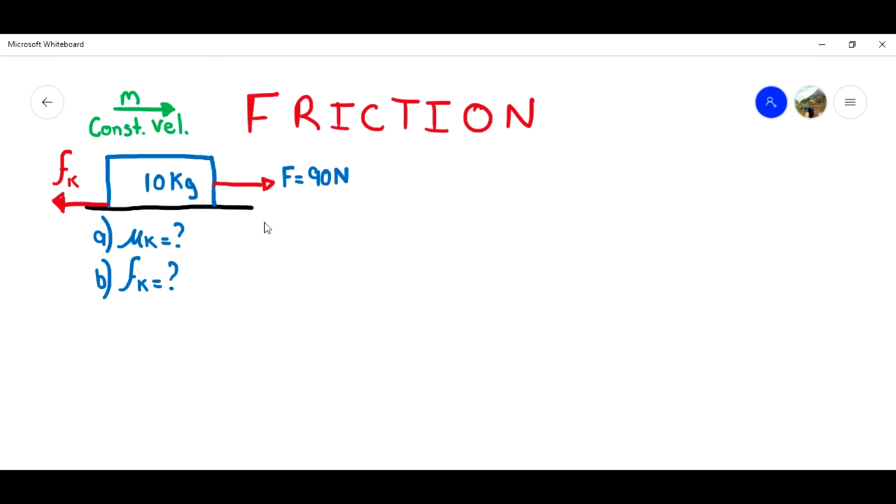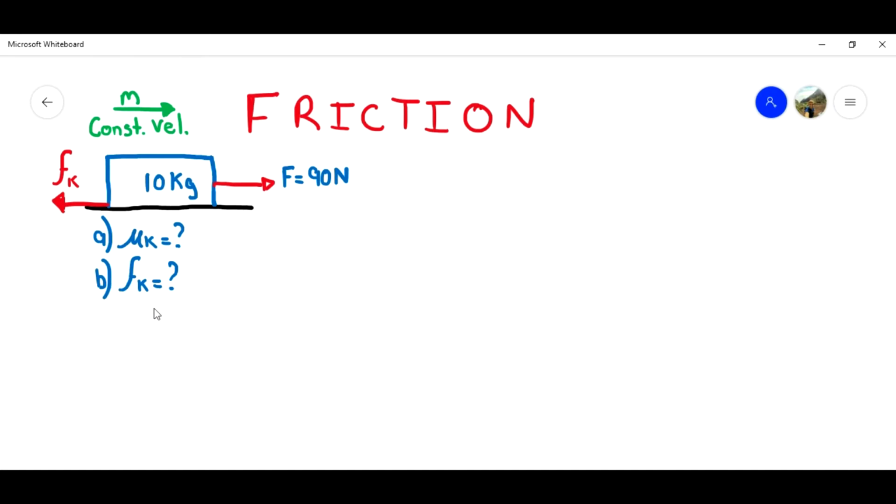The friction force is always opposite to the motion. So if you see the motion goes to the right, that means that the friction force must go to the other side. In this case, it will be to the left. Now there are two questions over here. The first question is the kinetic coefficient of friction, and the letter B is the friction force.